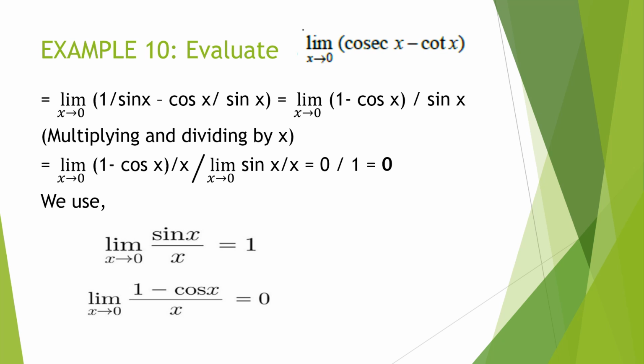Limit x tends to 0, cosec x minus cot x. Now first simplify this. Cosec x is 1 upon sin x and cot x is cos x upon sin x. So this is limit x tends to 0, 1 minus cos x upon sin x. Now multiply and divide by x. So what will you get? Limit x tends to 0, 1 minus cos x upon x, upon limit x tends to 0, sin x by x. You know that limit x tends to 0, sin x by x is 1 and limit x tends to 0, 1 minus cos x by x is 0. So this is 0 upon 1, which is 0. So the limit for this function is 0.